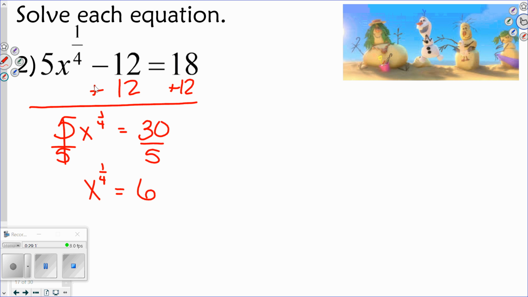And once I get to here, I will raise them both to the reciprocal of this, right? What's the reciprocal of 1/4? 4. Or 4/1 if you really want to do it that way. So that way those cancel. I have just x. And then what's 6 to the 4th? 1,000 what?